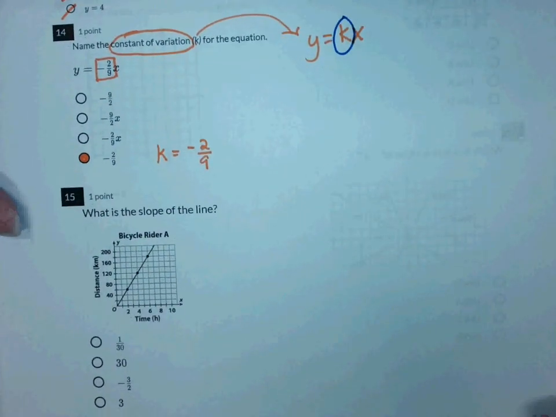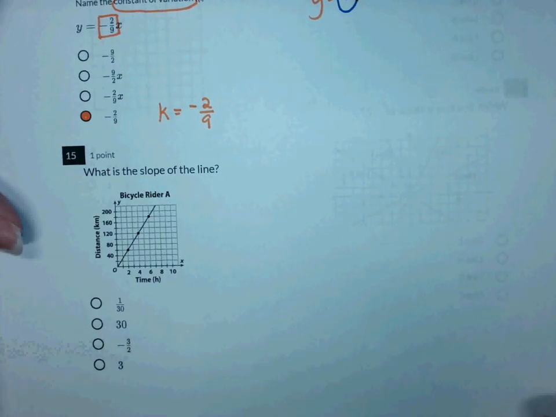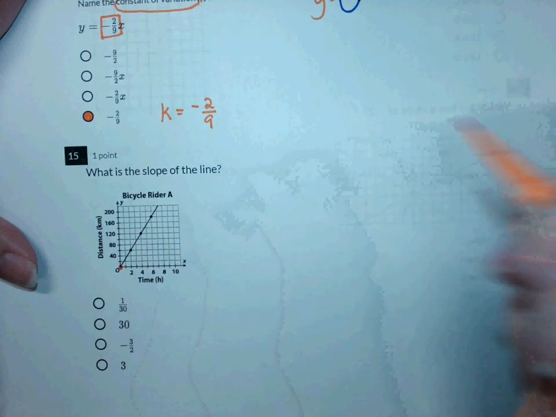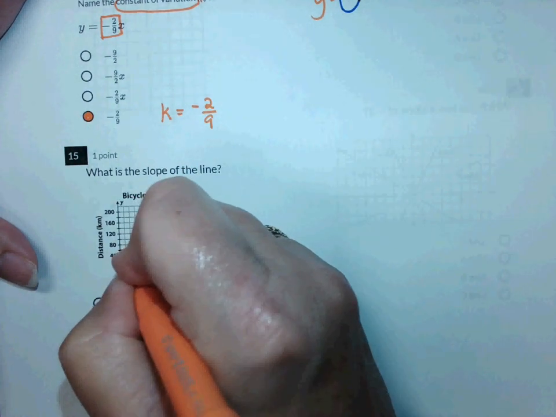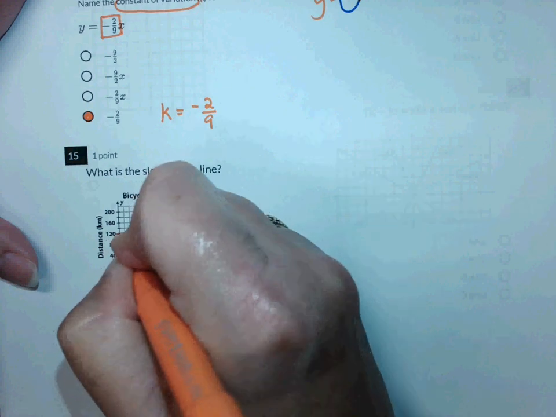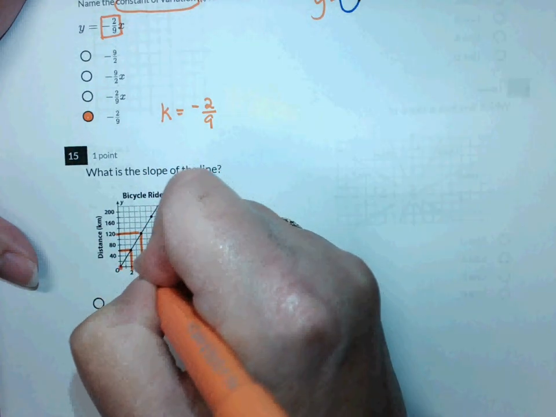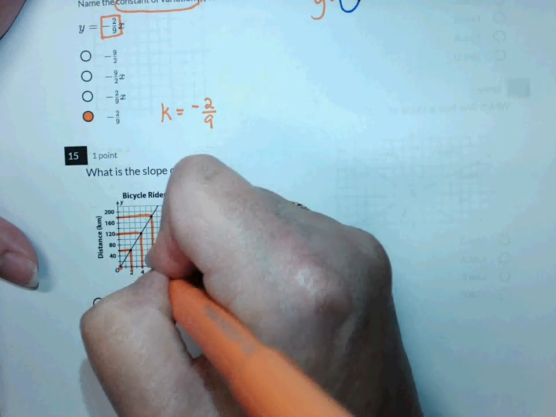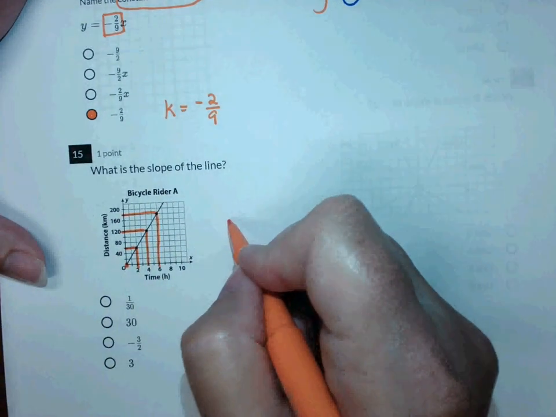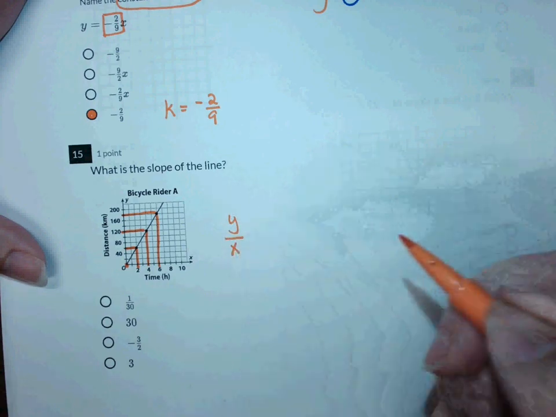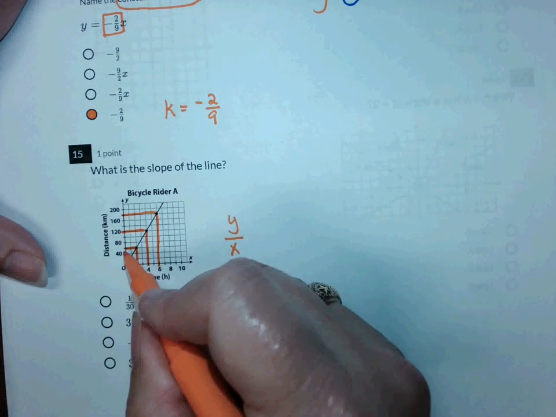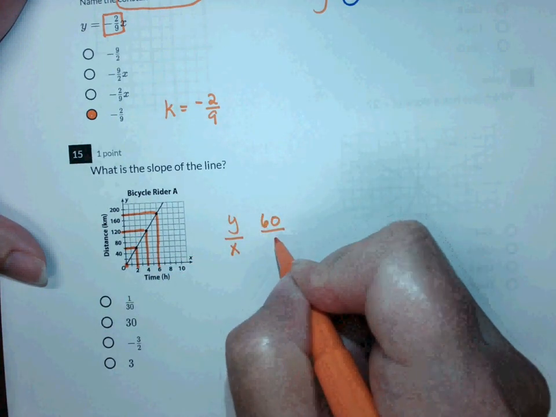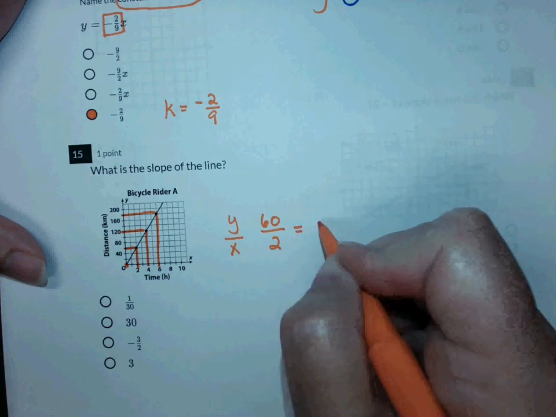15. What is the slope of the line? All right, so this is going through the origin. So I could use these little boxes here. Since it's going through the origin, I can use these boxes to figure out the slope, right? And it's y over x, since it's proportional. So here I've got 60 over 2, which equals 30.